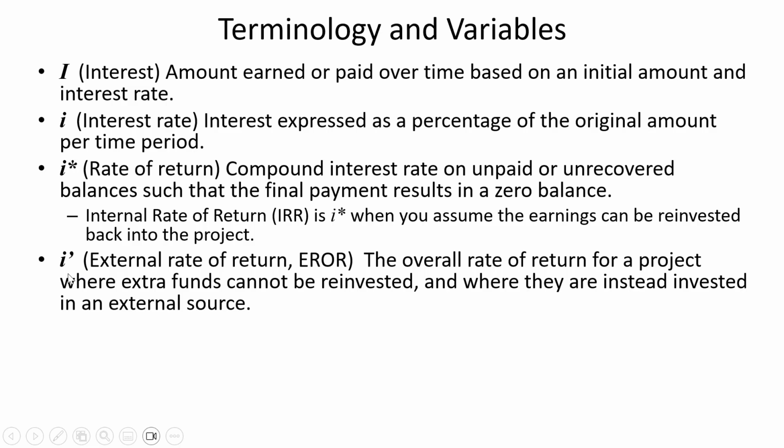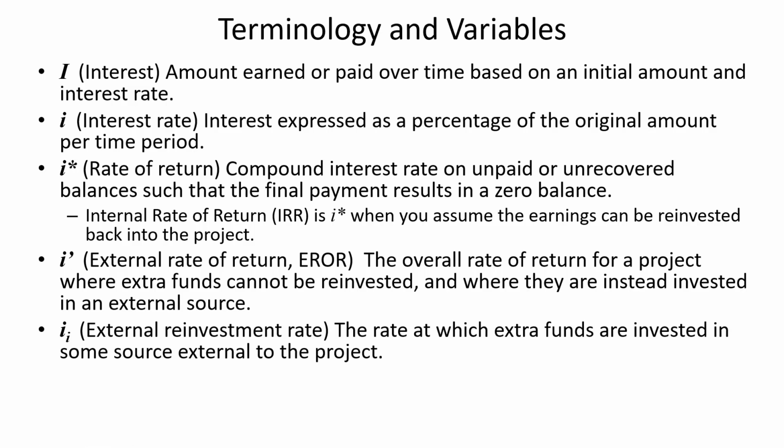It's like a weighted average. And one of the components of that weighted average is i sub i, the external reinvestment rate. So when you're calculating the external rate of return, there's some given rate of return that the external profits are put into. That external reinvestment rate, the variable we use for that is i sub i, and then the external rate of return is i prime.